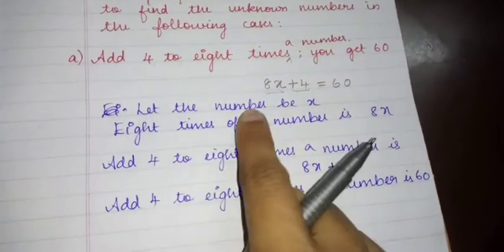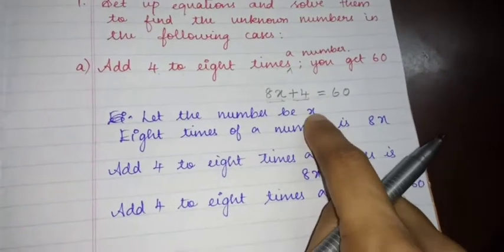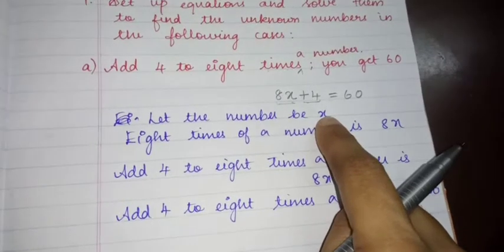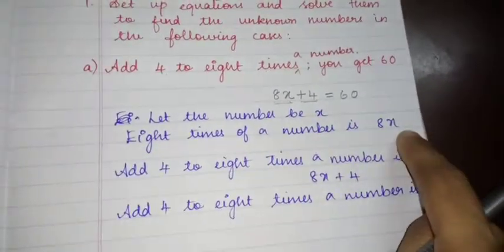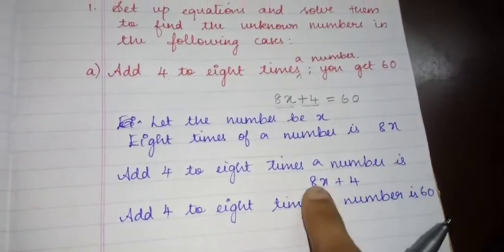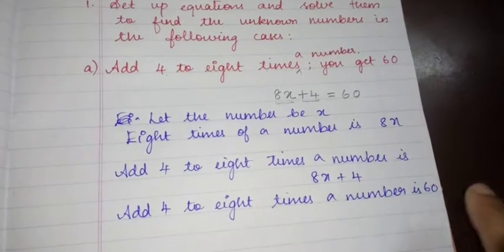See, let the number be x. This is very important, which number you are taking? Either you can write y or z or a or b, any value you can write. Okay, 8 times of a number means 8x. Add 4 to 8 times of a number, that is 8x plus 4.